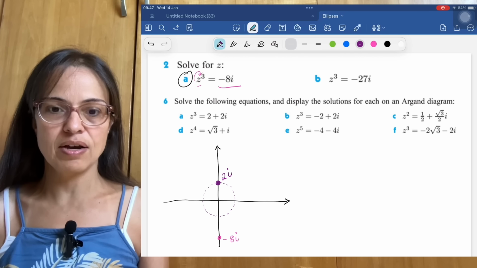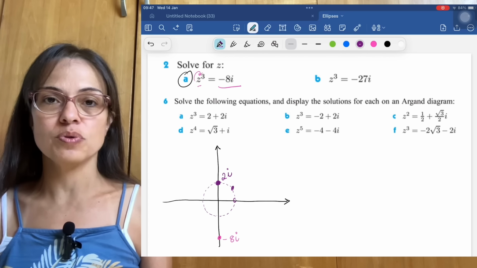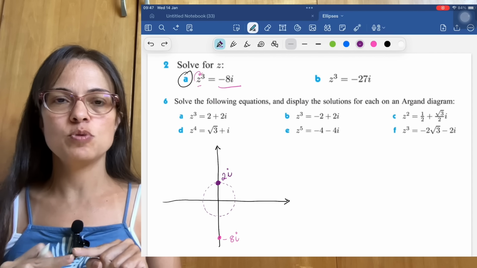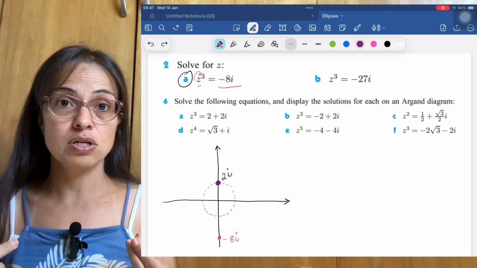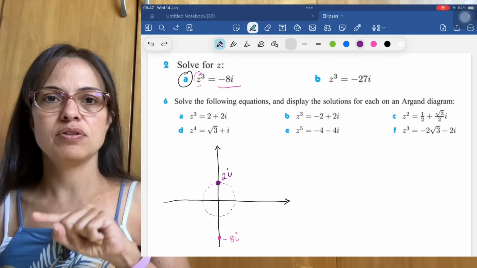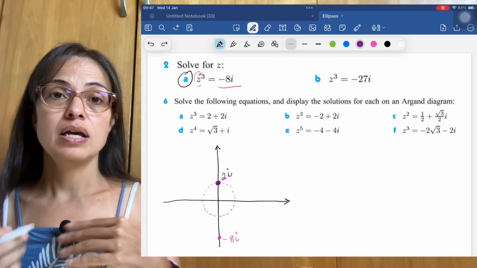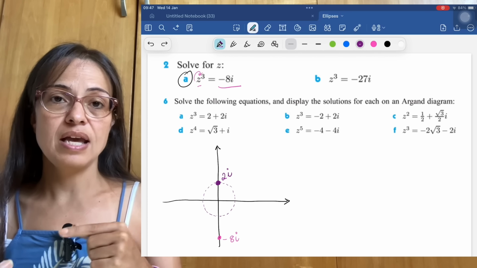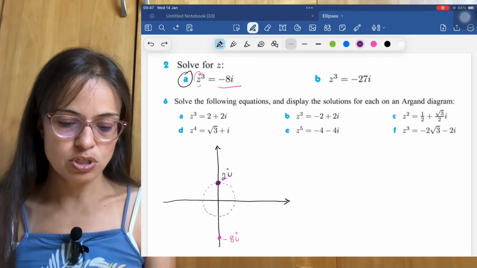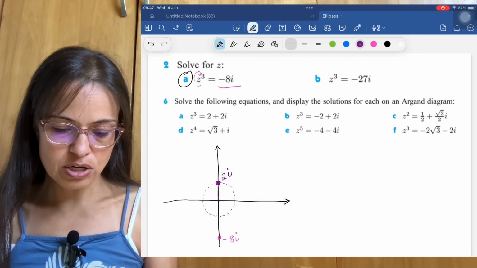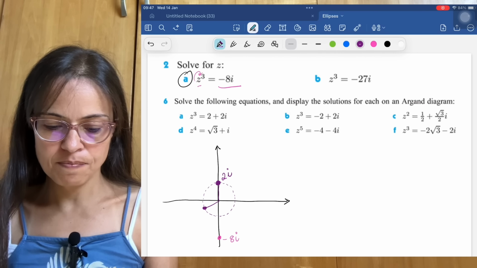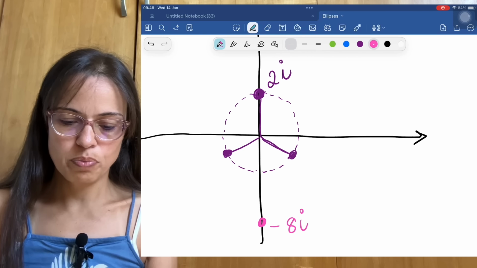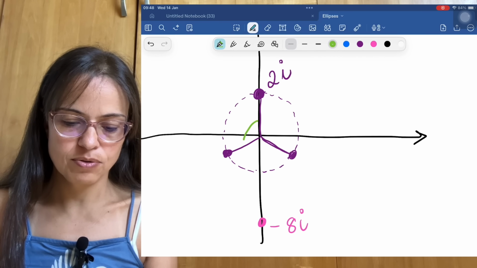So it's not like you can have that one and then this one and this one. This doesn't work. You have to have three equally spaced points along the same circle, which means that you have to take the full angle of 2 pi and divide that by 3. So 2 pi over 3 is going to be the angle between the solutions. We already have one up there, so we need to have one here and one here. So the angle of 2 pi over 3 is this angle here, okay?